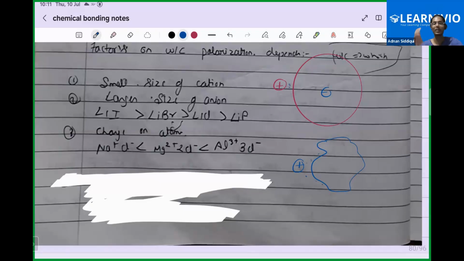Are you getting what I'm trying to say? The shape is getting distorted. The distortion of the anion, not the cation. The anion is very big, so it is easier to distort it due to the cation. Yeah, this is your polarization.